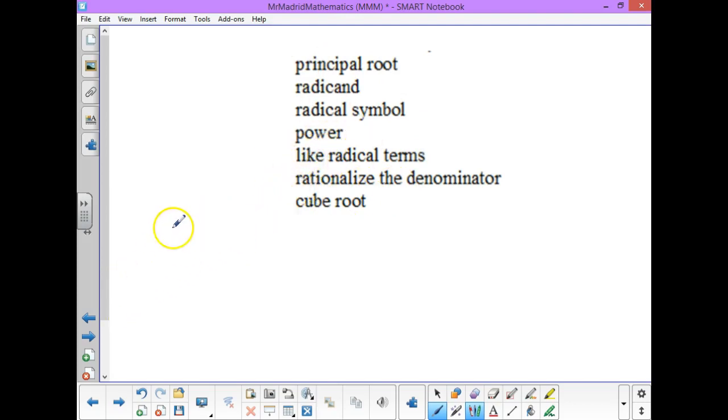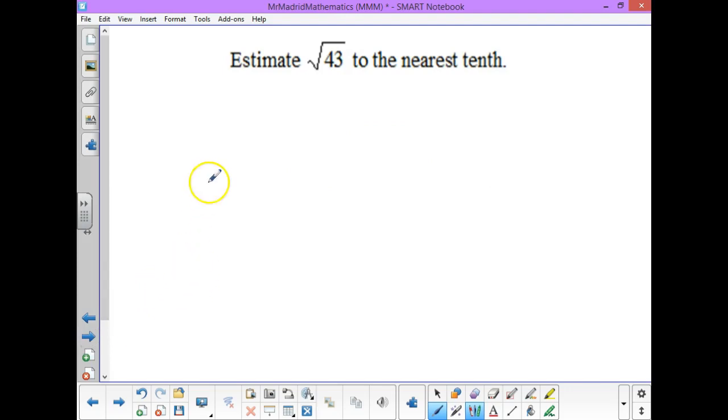You want to stop the video here, write this down, look for definitions in that e-textbook found on Schoology. Look at the definitions and the examples, and it'll facilitate the classroom discussion and your understanding overall. The first problem we're going to look at is something like this.